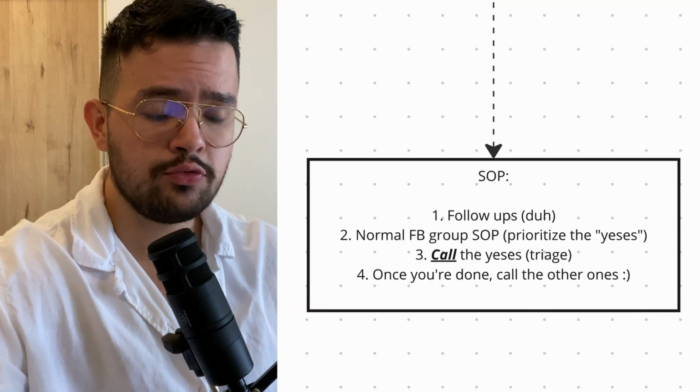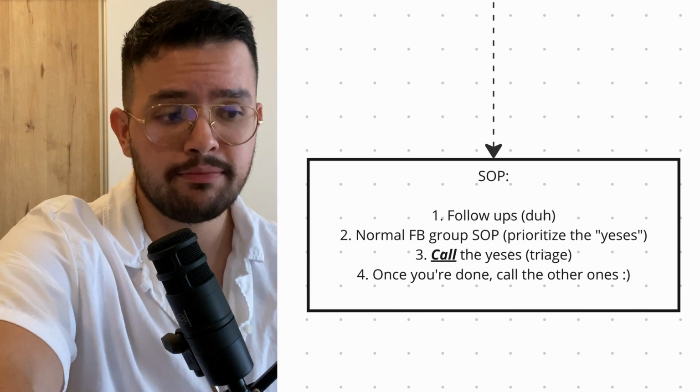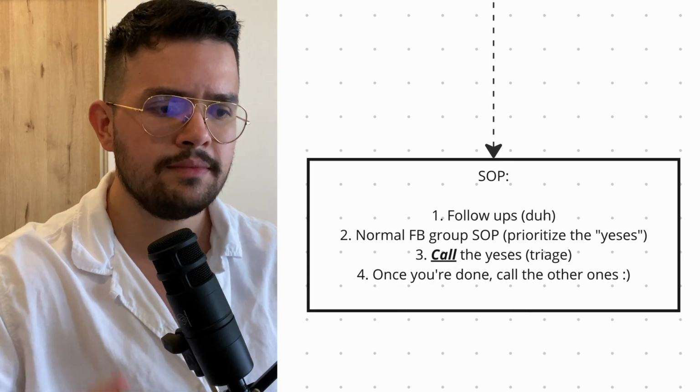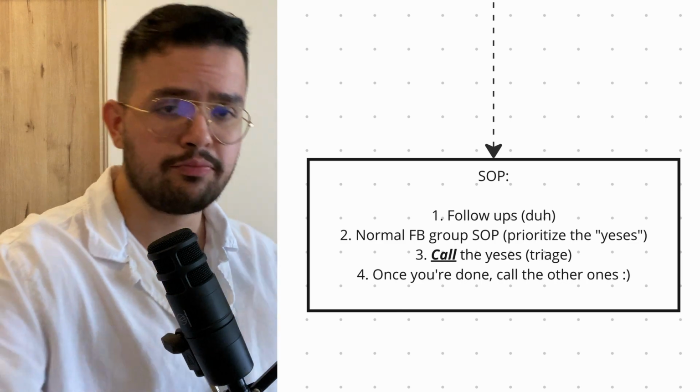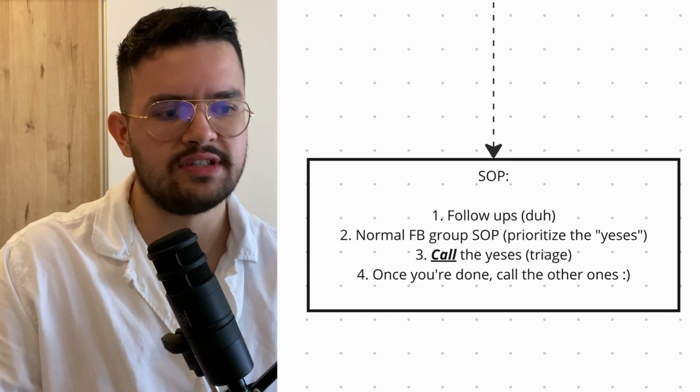The first thing that you want to do every single day, if you have this funnel set up the way we preach, is, first of all, follow up with every single person you need to follow up with that day inside of the group, in whatever fashion. Okay, that's the number one. Then you're going to follow the normal Facebook group SOP. You want to prioritize the yeses. And again, just go to my Facebook group videos where I show how to set up the group correctly.